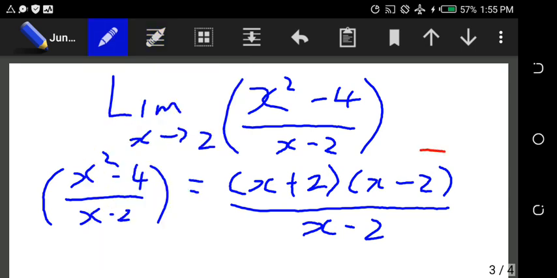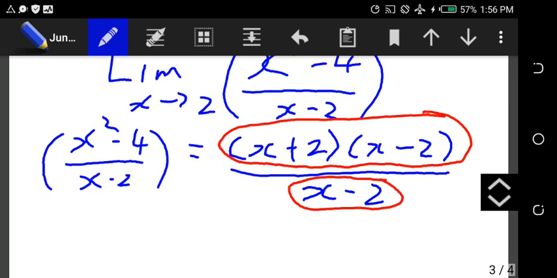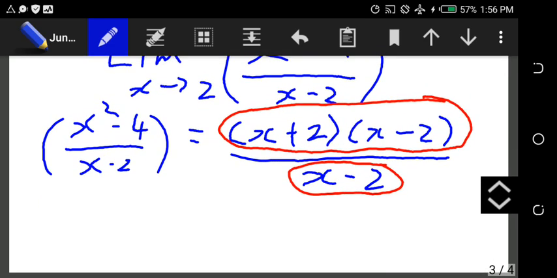X squared minus 4 is equal to this, because that is difference of two squares. And you still have your x minus 2 under it here. In other words, we have not done anything strange. We only try to rearrange the form of the problem that we have at hand. So x squared minus 4, when you implement difference of two squares, you have this, and your denominator x minus 2 remains as it is.